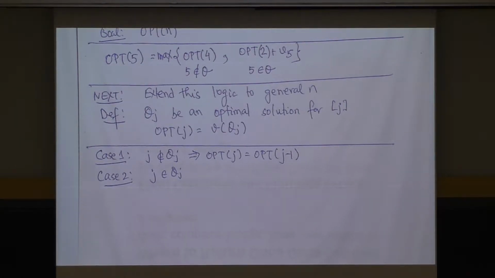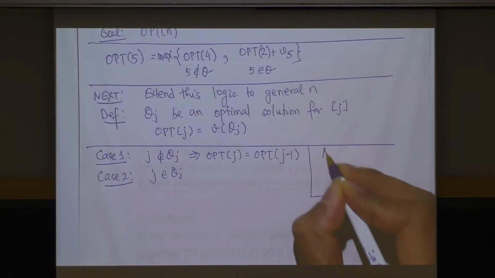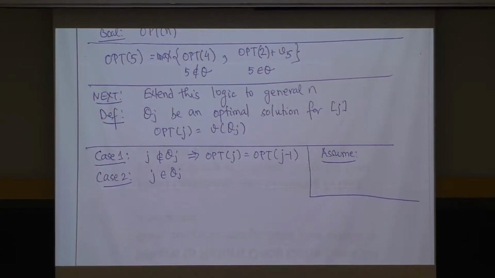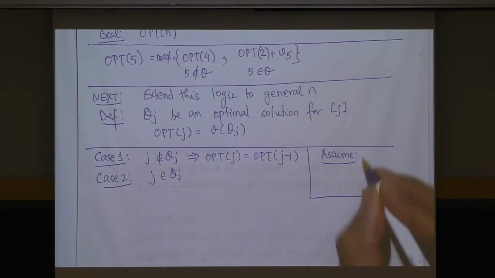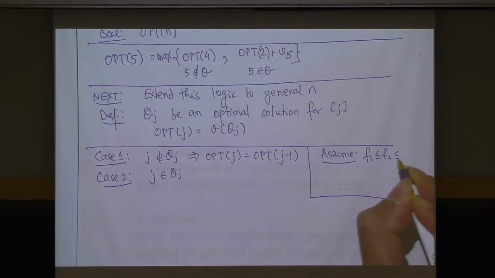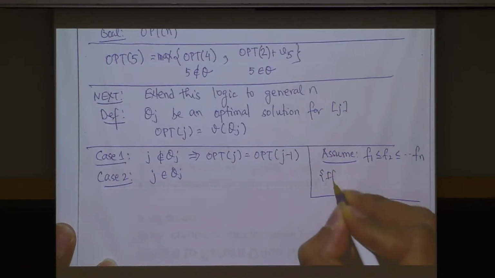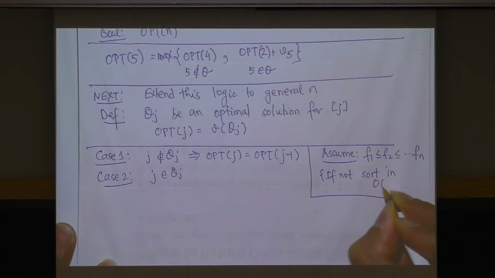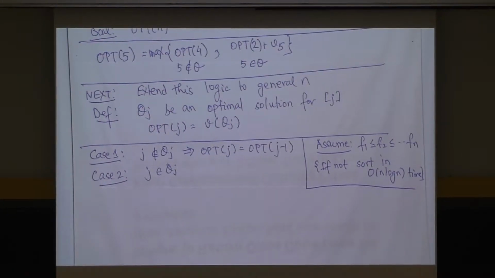So what we are going to do, and I realize I forgot to say something that I should have said earlier. Let's assume that my input is such that the jobs are sorted by finish time. Okay. So f1 is less than or equal to f2, all the way up to less than or equal to fn. And if it's not, as usual, you can sort and get it. So if not, sort in order n log n time. Okay. All right.